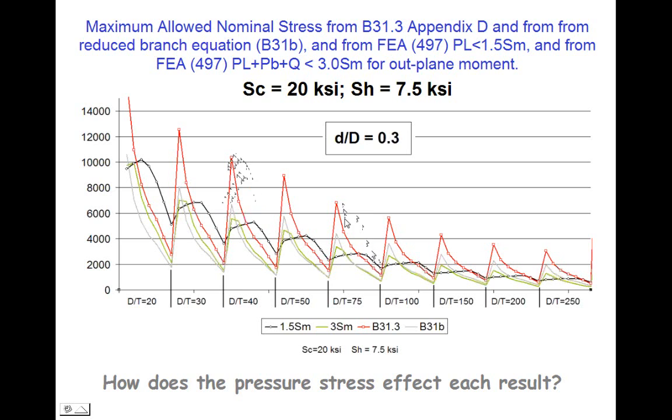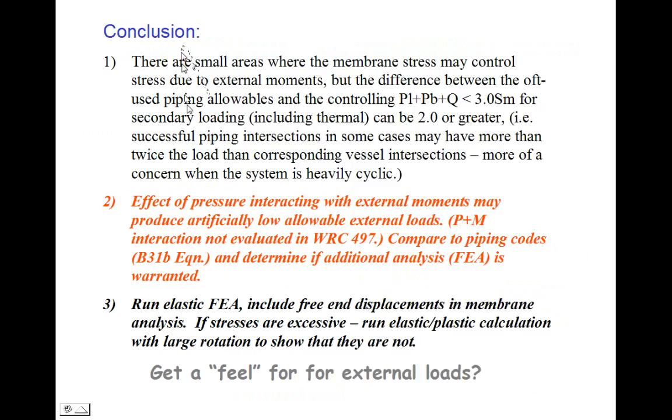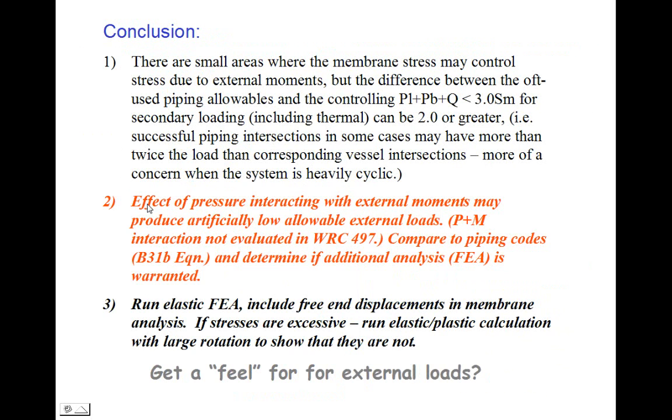So including 1.5 SM for out-of-plane nozzle loads in our thermal analysis will likely have little effect on our conclusions. We just stated the conclusions here. The only caveat is that the effect of pressure interacting with those external moments may artificially produce low allowable external loads when we include pressure with that local membrane stress.